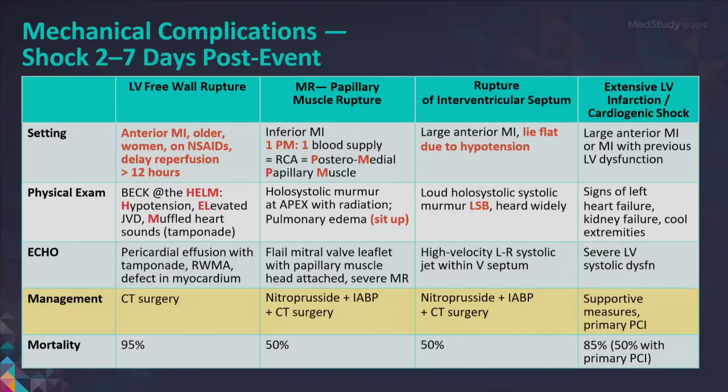If you can get someone who's going down the cardiogenic shock pathway into the cath lab really early on, get that fixed, they often will do better. But you can see, particularly with the left ventricular free wall rupture and the cardiogenic shock, the mortality is very, very high with them.